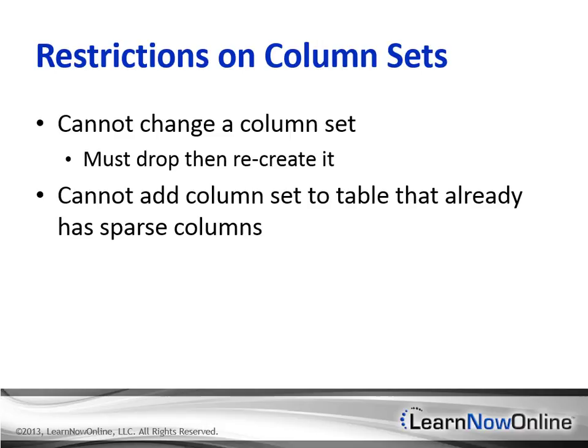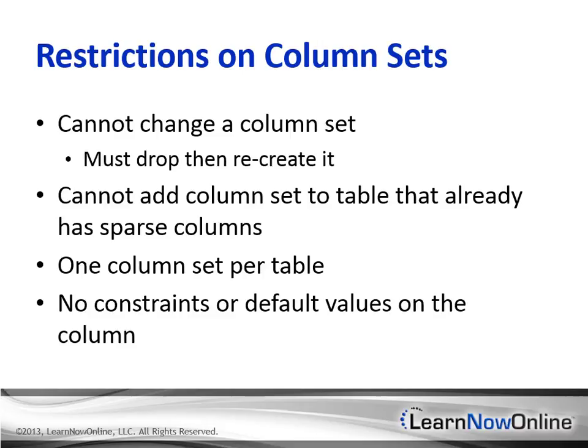You can't add a column set to a table that already has sparse columns. So this is probably the most severe restriction. A table can have only one column set, which encapsulates all of the sparse columns in that table. And there can be no constraints or default values on that column. Remember, it's essentially an updatable computed column that stores no data directly, so this restriction kind of makes sense. SQL Server Books Online documents some other restrictions, so be sure to check that out.